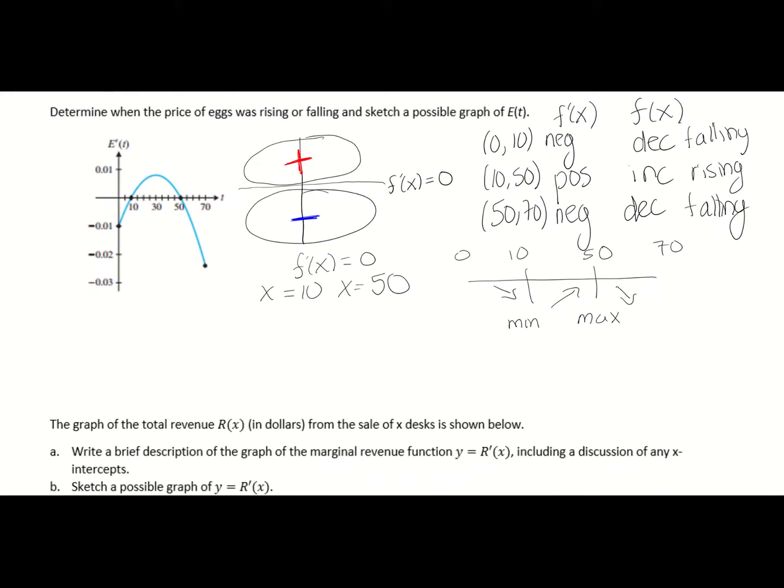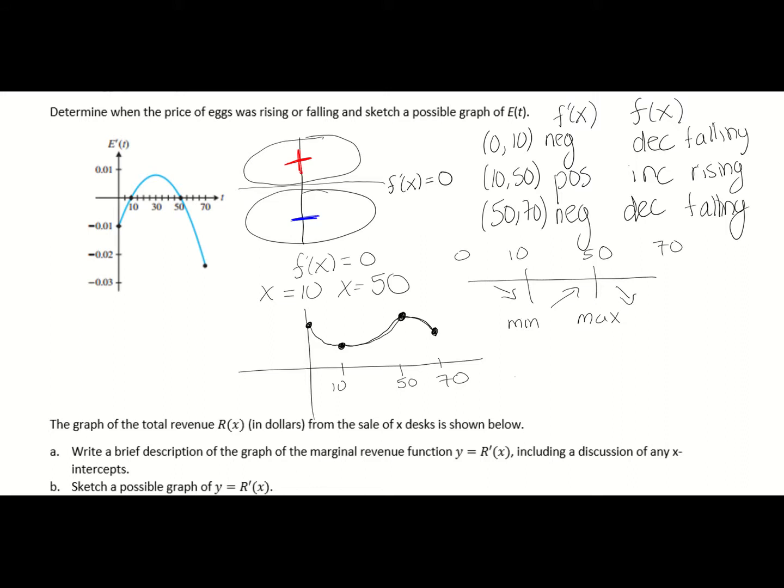So we'll do a small graph. Now we don't know how much the minimum or the maximum was, so it's a sketch, but we should put our important numbers, 10, 50, and 70. But keep in mind that price can never be negative. That doesn't make sense. So E of t can never be negative, it's a price. So say we started somewhere here. We went down to 10, we hit a minimum, we increased to 50, we hit a maximum, and then we decreased back to 70.